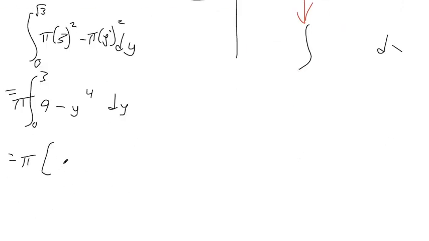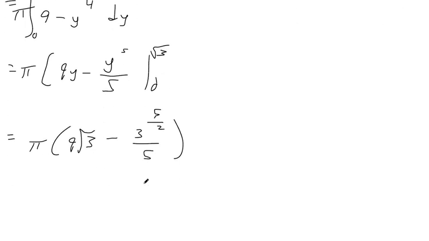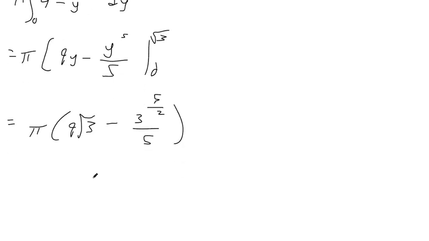Integrating term by term, we're going to get 9y minus y to the 5th over 5 from 0 to square root of 3. Sorry about that. So that's pi times 9 square roots of 3 minus square root of 3 to the 5th, so that's going to be 3 to the 5 halves over 5. We get common denominators. Let's see if I can make that any cleaner too. I don't know if I can. That's pi, and if I get common denominators, that's 5 in the denominators. That's 45 square roots of 3 over 5 minus 3 to the 5 halves over 5.